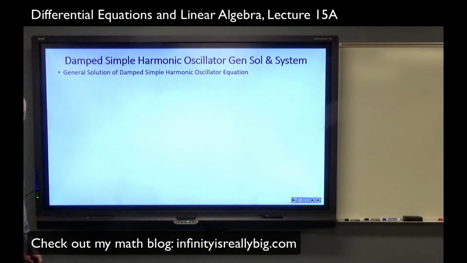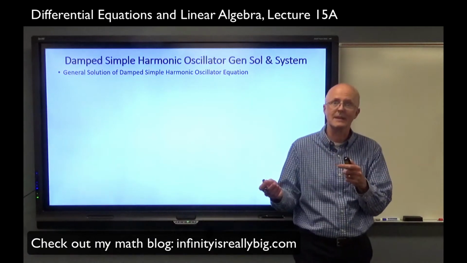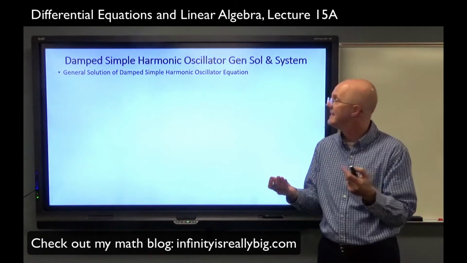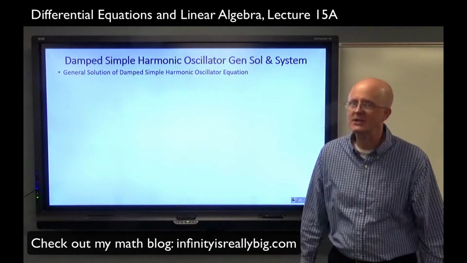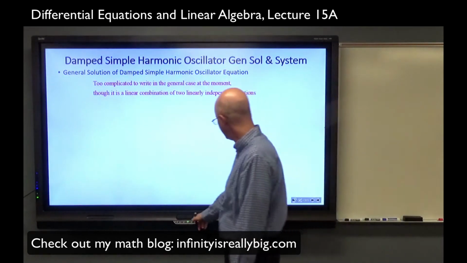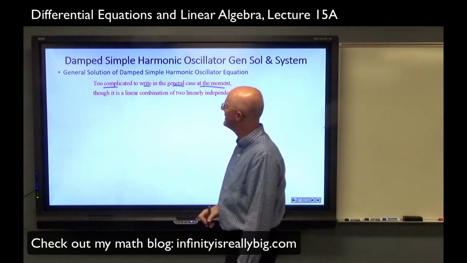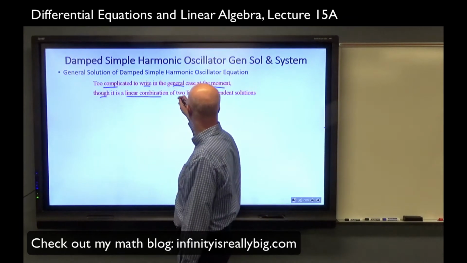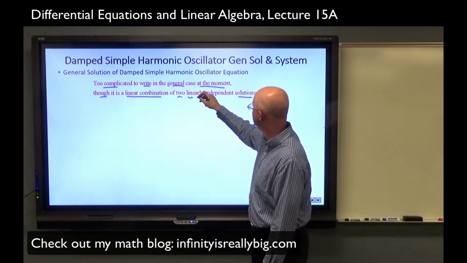Continuing, what's the general solution of this? In the undamped case, I did write the general solution as a linear combination of cosine and sine with appropriate periods. This time, however, when you add this friction in, you could write a general solution down, but it's pretty complicated. It's too complicated for us to write down at the moment, at least. Though it is a linear combination of two functions, two solutions. Those solutions happen to be linearly independent.